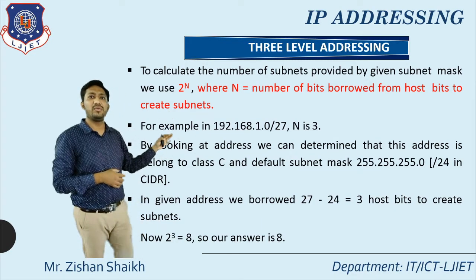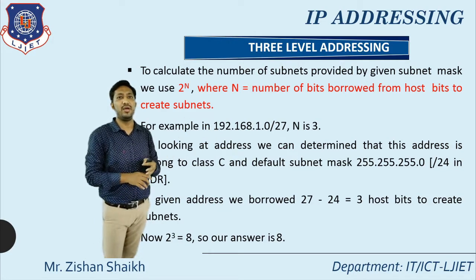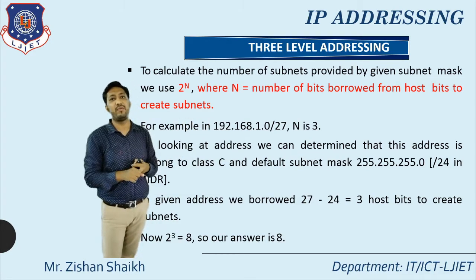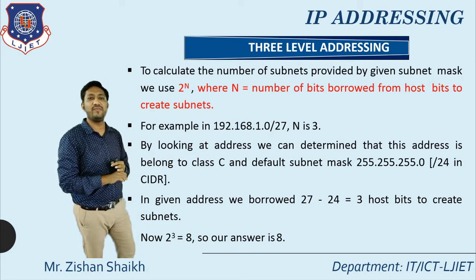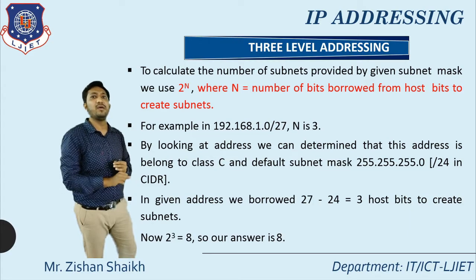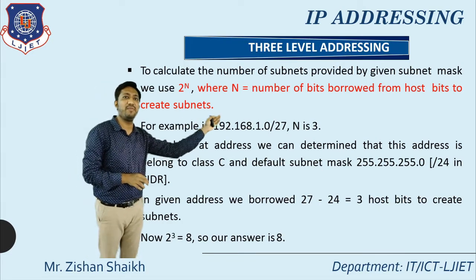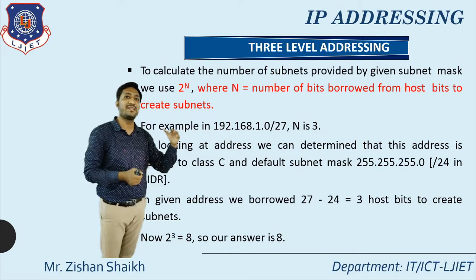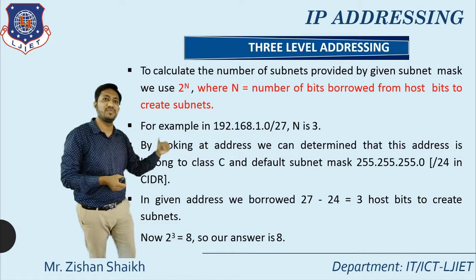So when we are talking about 192.168.1.0/27 here, the /27 tells us how many bits we are taking from our host ID. Here 3 bits are extra, because when we are talking about class C, 24 bits are used for the network address, and here the total prefix is 27, so it is more than 24, and the extra bits are 3. That's why we can say this is the concept of subnetting.